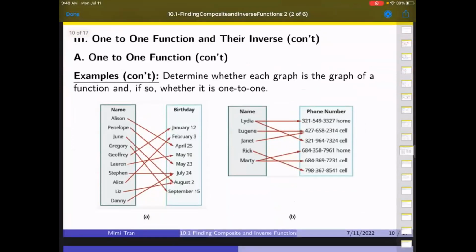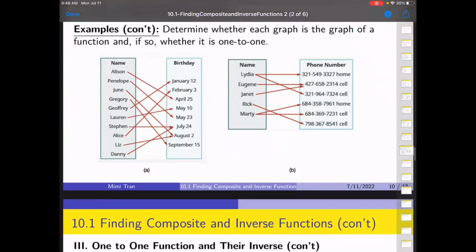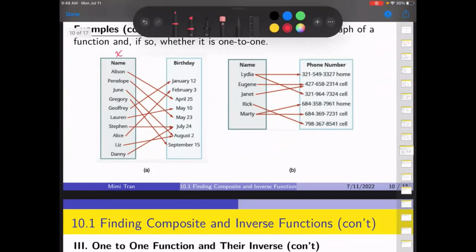All right, what about this one? A little bit different. Remember the definition. First of all, is it a function? Name on the left and birthday on the right. So basically, on the left will be your x, on the right will be your y. This is your x and this is your y. Is it a function? No.